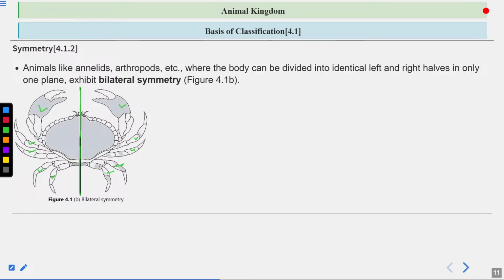When we study a particular phylum, we will discuss its specific features. But here, what are we studying? We are studying the fundamental features. So symmetry is one of the fundamental features. We have three different types of symmetry. Asymmetry means no symmetry. The next is the radial symmetry, and the most advanced is the bilateral symmetry.